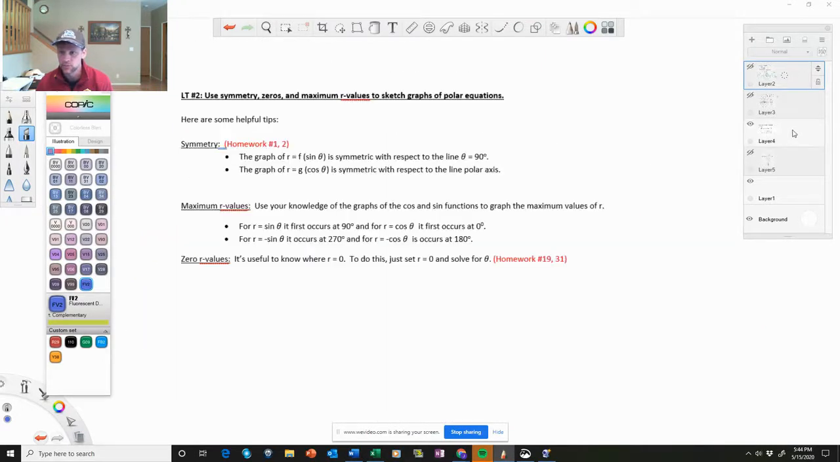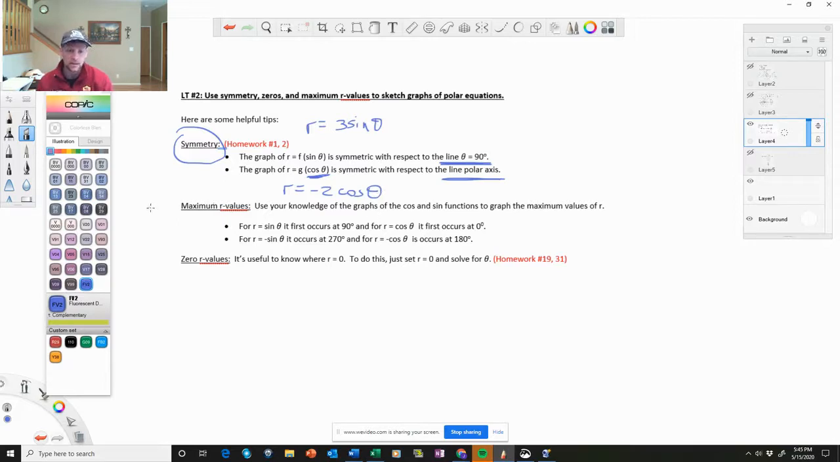So here are some basic rules for you, and we just observed it. So in terms of symmetry, if you have r equals f times the sine of theta, like r equals 3 times the sine of theta, it will have symmetry with respect to the line theta equals 90. In other words, this way. If you have a graph that has a cosine, its symmetry will be with respect to the polar axis. In other words, this way. And this f is just any number, like r equals, I don't know, negative 2 times the cosine of theta.